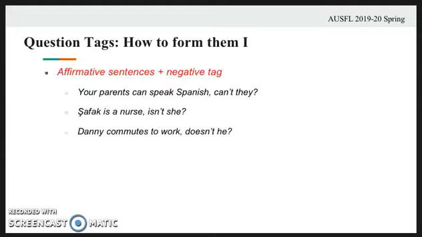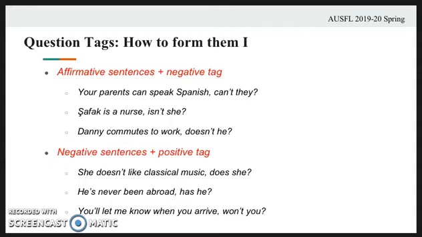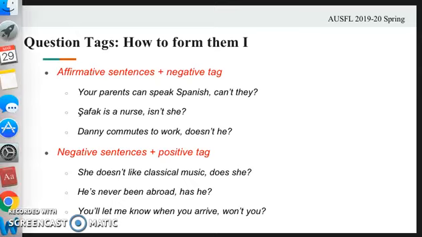Now we're going to talk a little bit about how to form tag questions. Please note that affirmative or positive sentences have negative tags and negative sentences have positive tags. Also notice that positivity or negativity here is about meaning. For example, he's never been abroad is negative in meaning, so it has a positive tag.